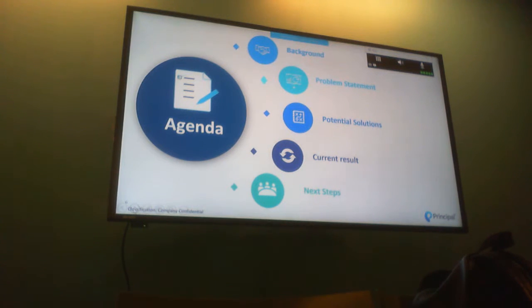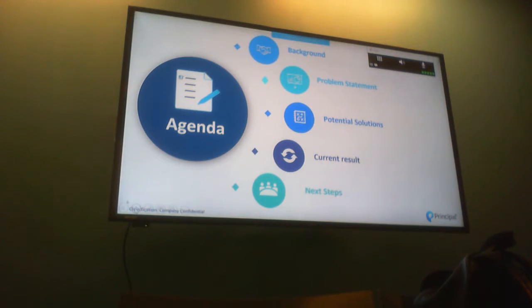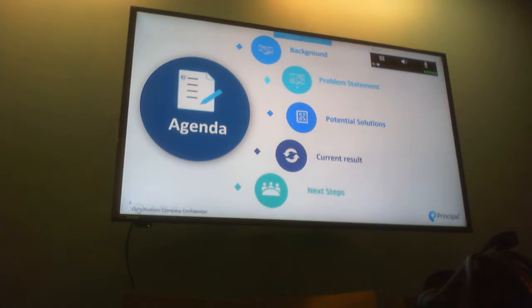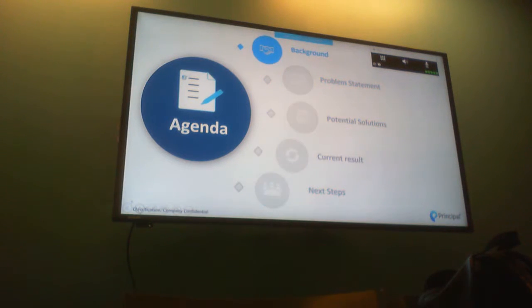So this is our agenda. First we will introduce the background, and then second is the problem statement, and then the third is potential solutions, and the fourth is current results, and the final is next steps. So start with the background.